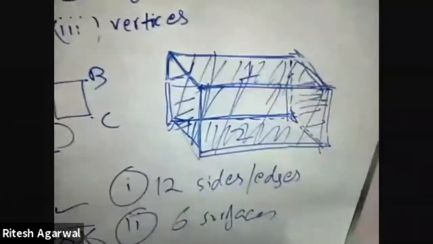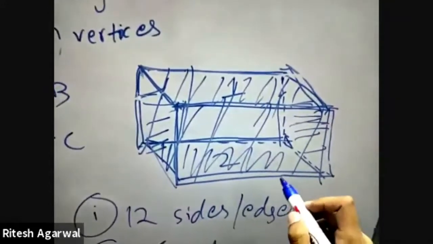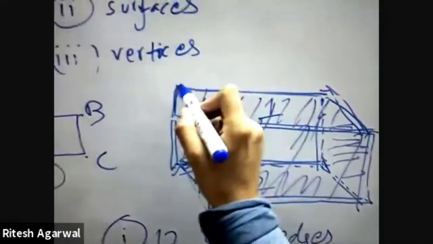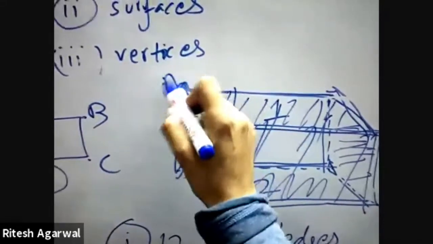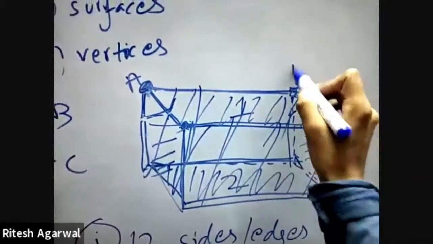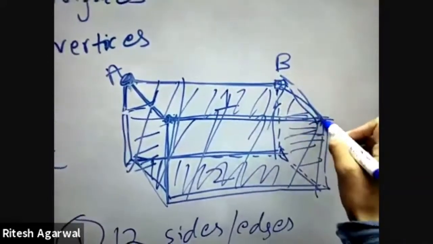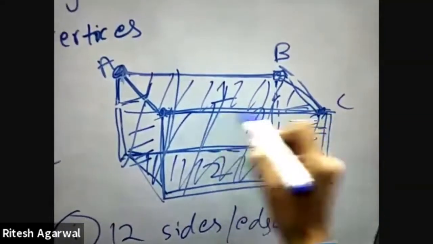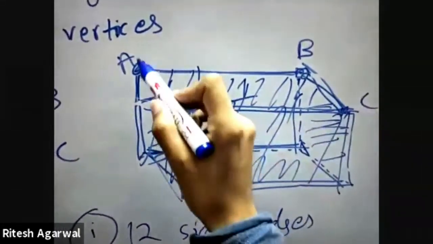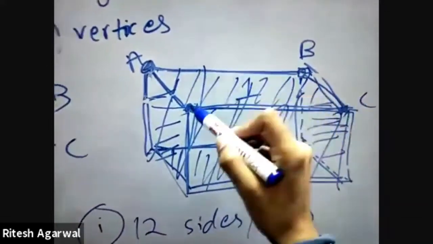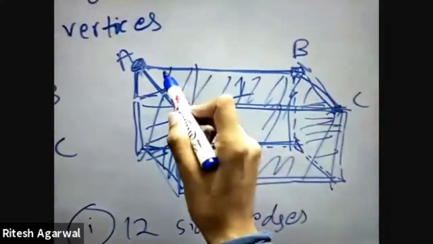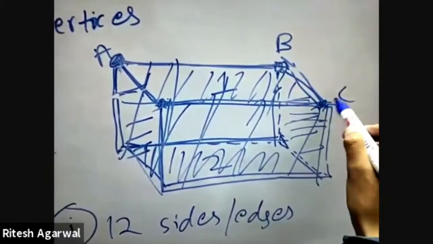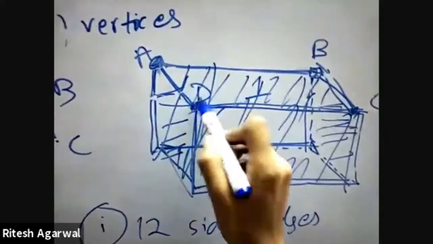Now here you will find that there are more than 4 or 6 vertices. So let us start from here. This is one vertex, let's name it A. This is another, B. So what is a vertex? A vertex is a point where 2 lines meet. So A is a point because these 2 lines meet here. B is a point because this line meets this line. C is another vertex and D is another vertex.